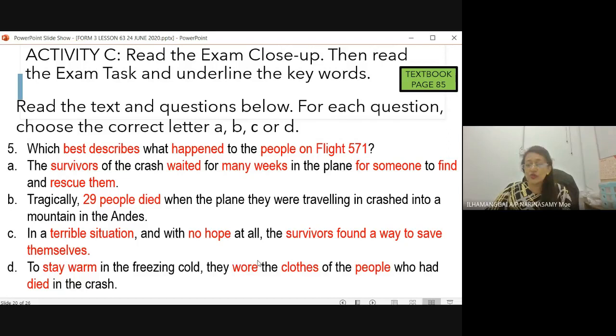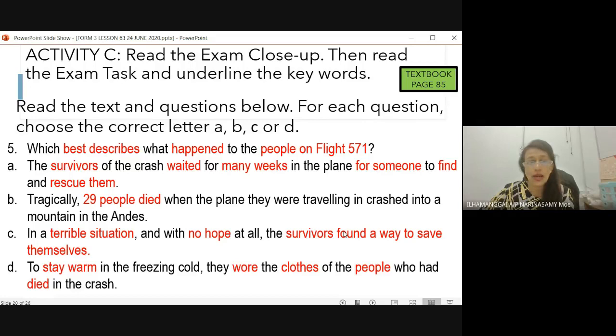Actually, it's everywhere. Okay, right? But which one of all the paragraphs you read would best describe the overall main idea? What happened to the people on Flight 571, the last one. Okay.